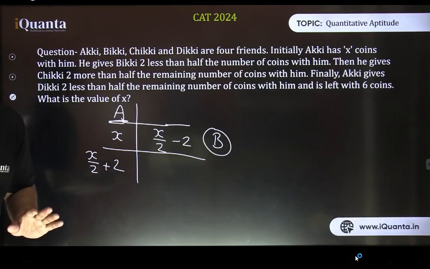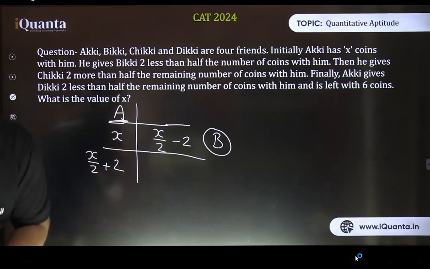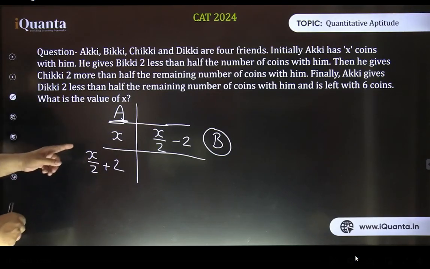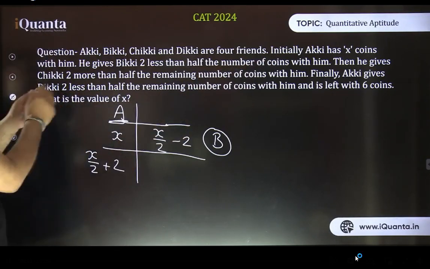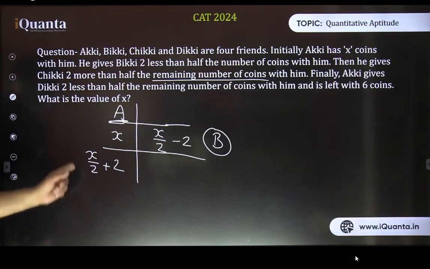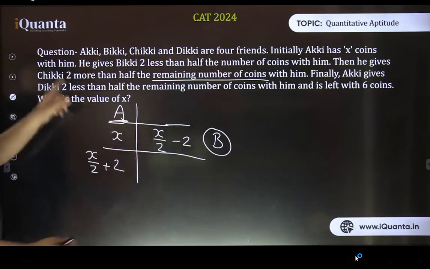Is it okay? Till this point is clear to everyone? Yes, I'm getting the similar values here. Nice. Let's move further. Now it's the turn when A gives some coins to C. So then he gives C two more than half of the remaining number of coins with him. So this is the remaining number of coins with A. Now half of this plus 2 is being given to C, right?